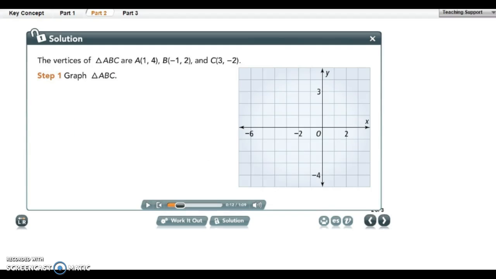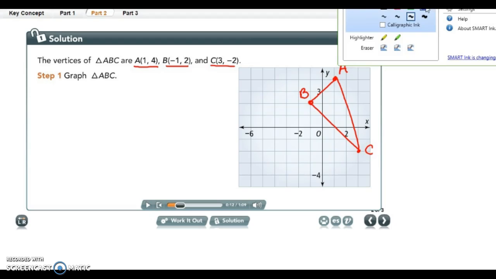This is the first problem on part 2. It says that we need to plot A, B, and C, and they've given us their points. So let's start with A. A is going to be 1, 4, so we move over 1 place and then up 4. We mark it A. B is over -1 and up 2, so we mark that B. And C is going to be over +3 and down 2. So we draw in that triangle.